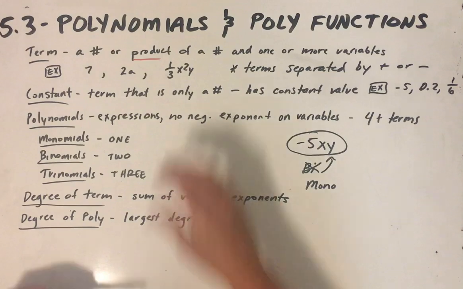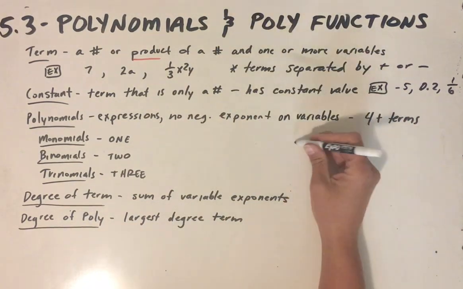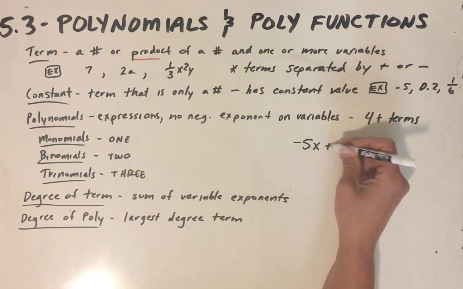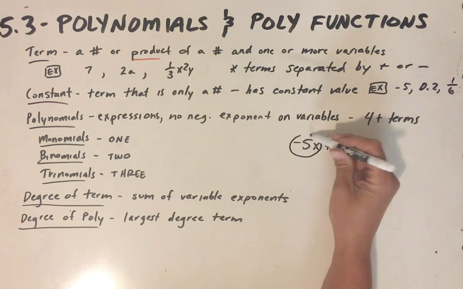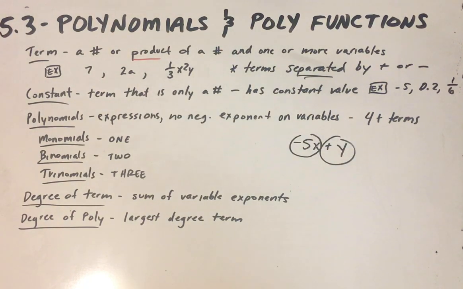Okay, well, what would a binomial look like then? Well, if I had that negative 5x, but instead it said plus y, well, these are separated, again, separated by addition and subtraction. This is a 2-term polynomial that is a binomial. Okay, so a trinomial then would have 3 terms.